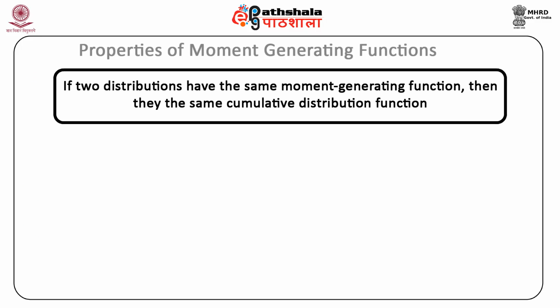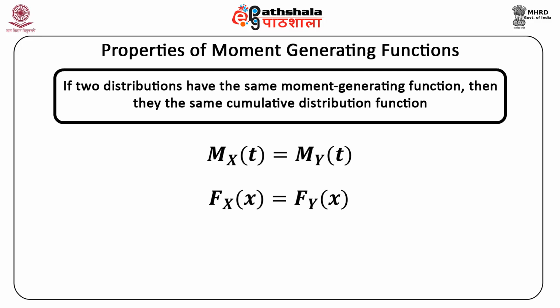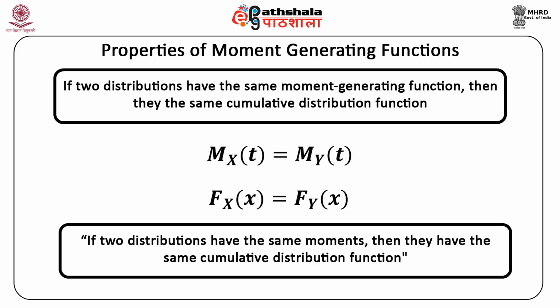Fourthly, if two distributions have the same moment generating function, then they have the same cumulative distribution function. That is, for all values of t, M_X(t) is equal to M_Y(t). Then F_X(x) is equal to F_Y(x) for all values of x, or equivalently, x and y have the same distribution. This statement is not equivalent to the statement if two distributions have the same moments, then they have the same cumulative distribution function. The log normal distribution is an example of when this occurs.